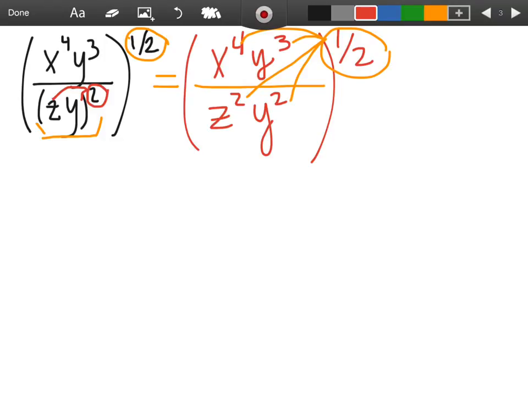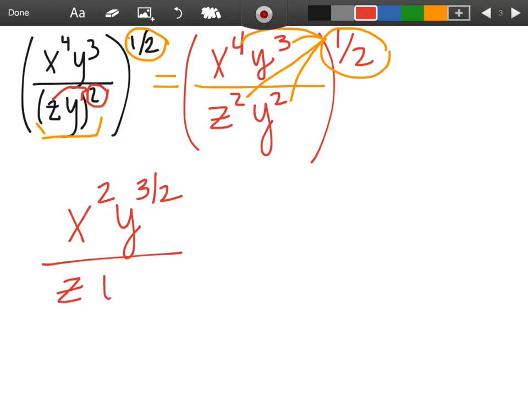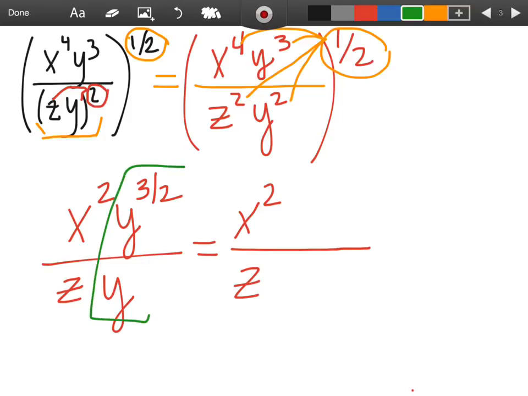So x to the 4th times 1/2 becomes x squared. y to the 3 times 1/2 is 3 halves. z squared to the 1/2 is just z. And y squared to the 1/2 is just y. Now I look and I'm almost done, but not yet, because I see 2 different y's. I'm going to write my x's because I know that's done. I'm going to write my z because I know that's done and not going anywhere. I just have to take care of this final piece here.